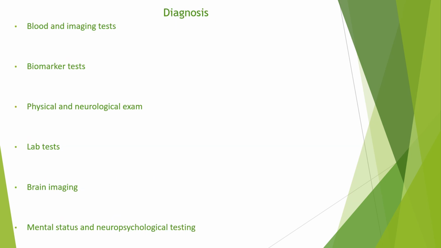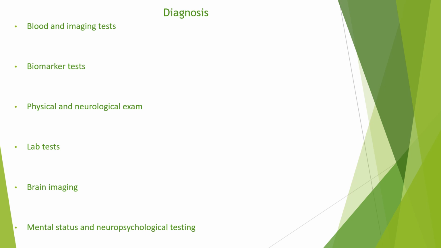For diagnosis, you have blood and imaging tests so you can rule out other potential causes of the symptoms. You can also have biomarker tests, which can detect the presence of plaques and tangles. These include specific types of PET scans and tests that measure amyloid and tau proteins in the fluid part of the blood and cerebrospinal fluid.